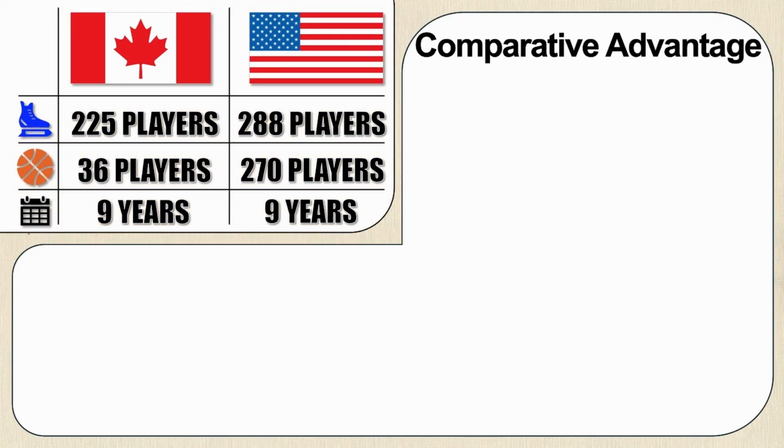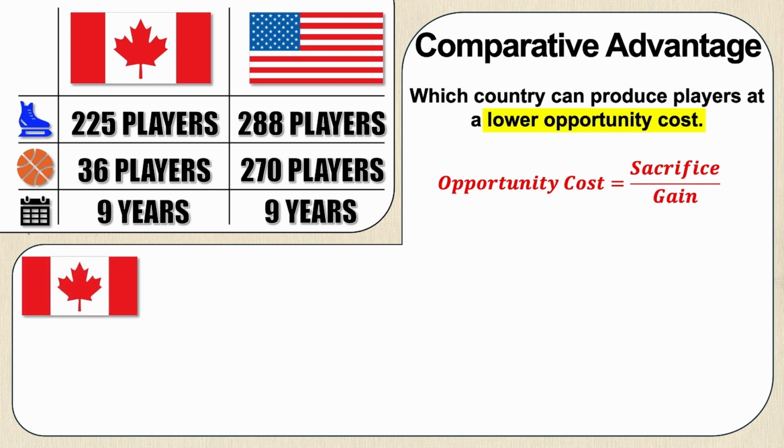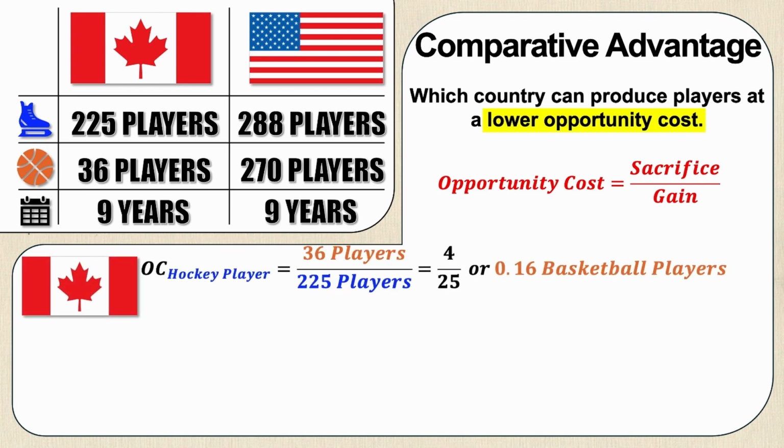Now, comparative advantage, to remind you, is which country can produce players at a lower opportunity cost than the other country. Now, a nice easy formula for opportunity cost that I always teach my students, because I really think this is the easiest way to conceptualize it, is that opportunity cost is equal to what you sacrifice divided by what you gain. So let's take a look at the opportunity costs of Canada first. Let's look at the opportunity cost of hockey players.